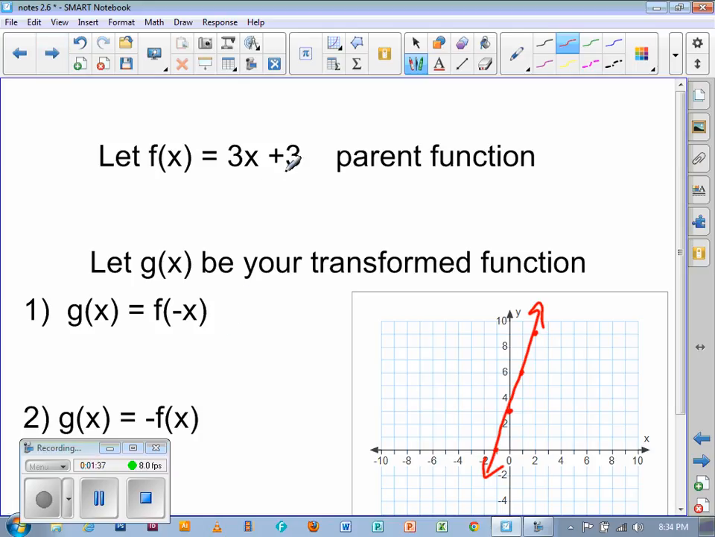With the actual function, we are going to replace the x with a negative x. So it looks like this: negative x plus 3. Then we're going to simplify that. A negative x times 3 is a negative 3x plus 3. And we're going to graph that. I'll use a different color here, but as you can see, it will successfully reflect it. So if I graph this, it's still going to cross at 3, but now we're going to have a negative slope, negative 3 slope.